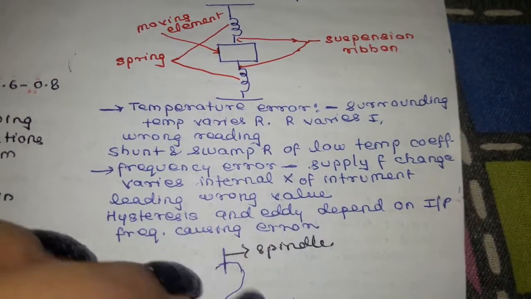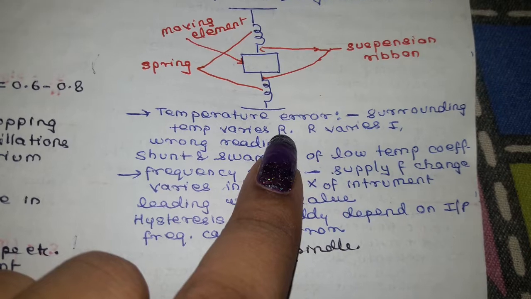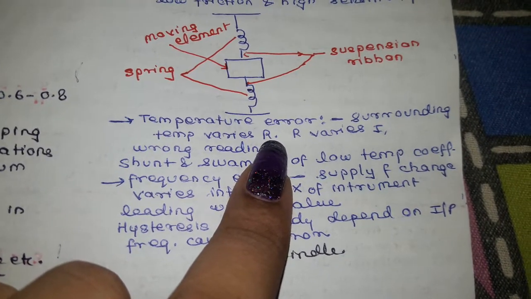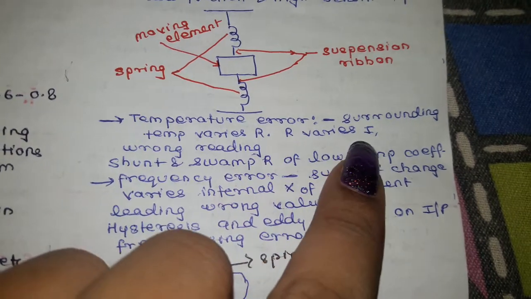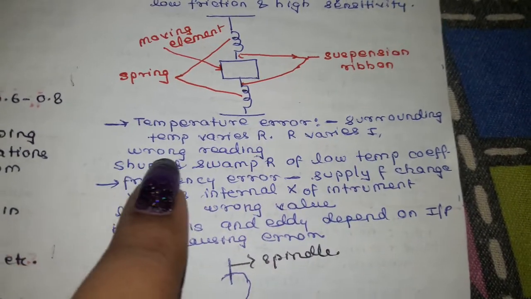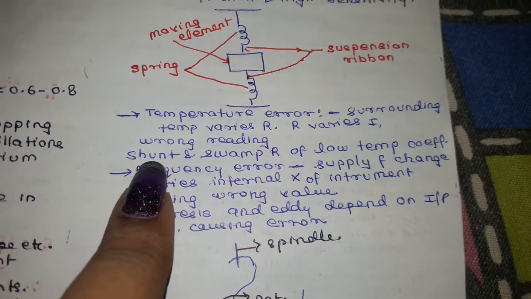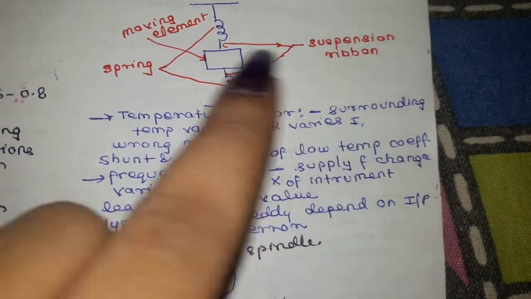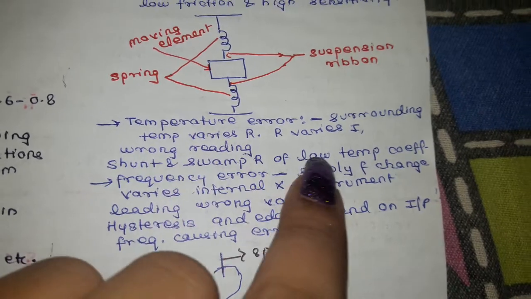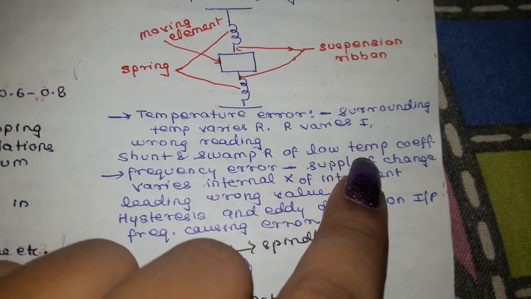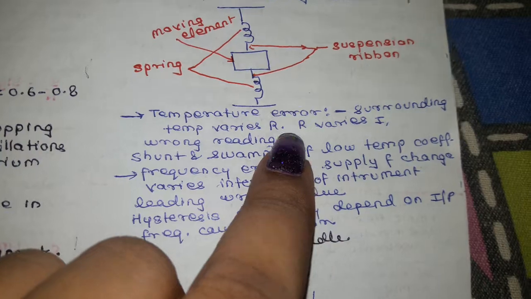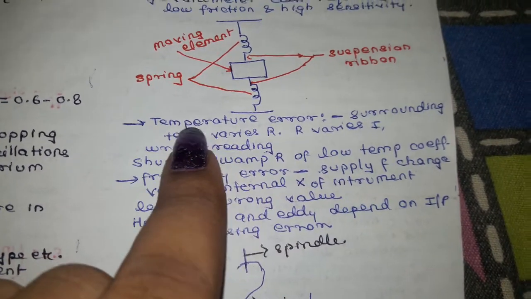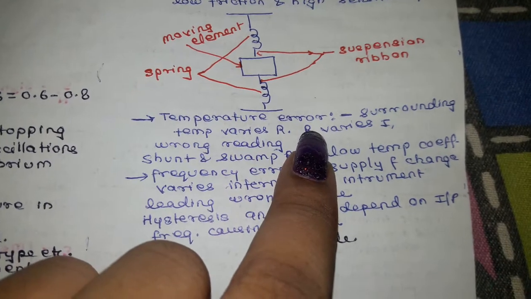Then we have temperature error. As you know, resistance varies with temperature. As temperature increases, the resistance also increases, which varies the current through it and leads to a wrong reading. So we use shunt and swamp resistance of low temperature coefficient to avoid this error. Low temperature coefficient means that even if you increase the temperature too much, the value of resistance doesn't increase. This is an expected condition when you have to reduce temperature error.